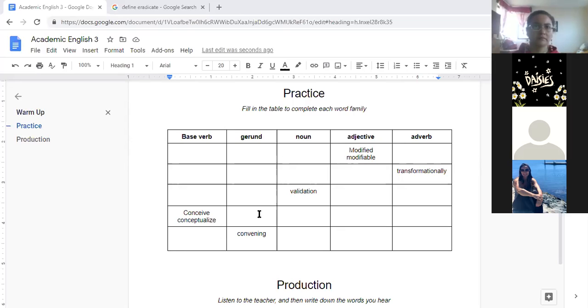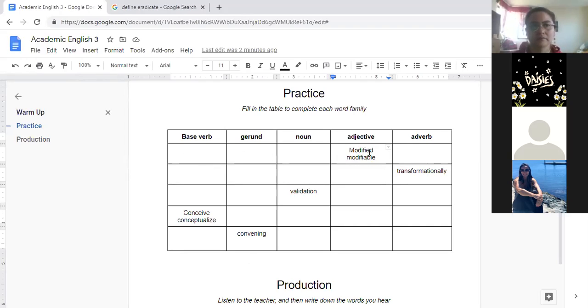And let's do a little practice. So we have a table here, and we have five forms of the word. We have the base verb, the gerund, noun, adjective, adverb, and there can be more than one. Oftentimes there are more than one. And I'll give you just one of the forms, and then you need to be able to figure out the rest.